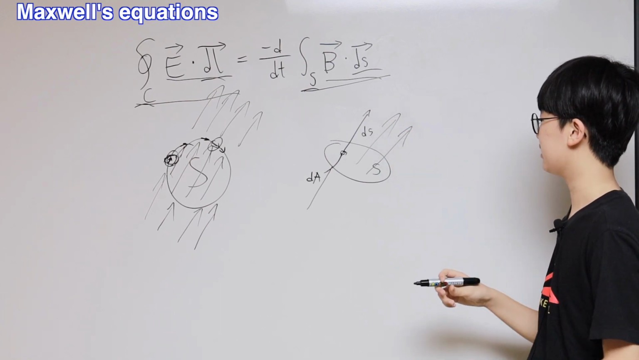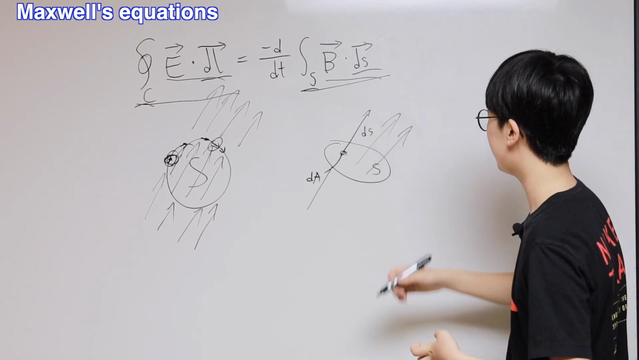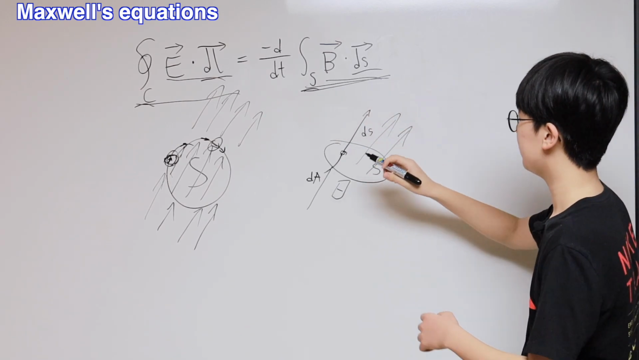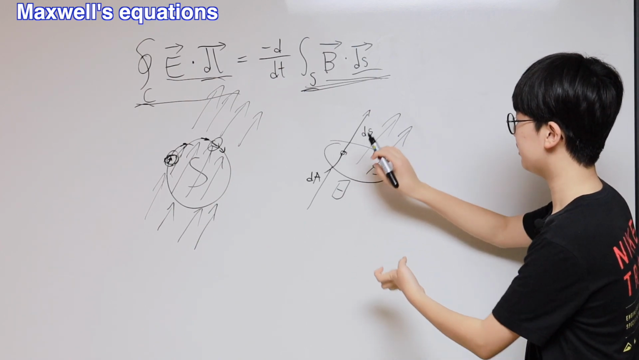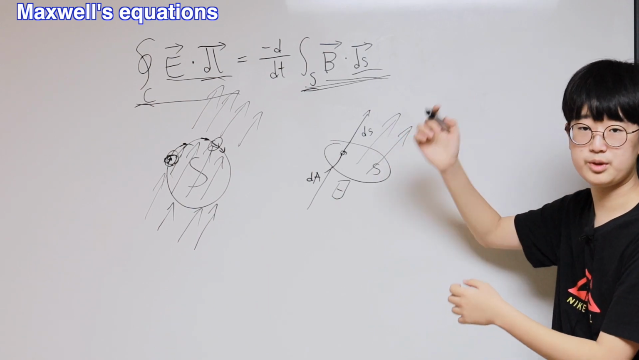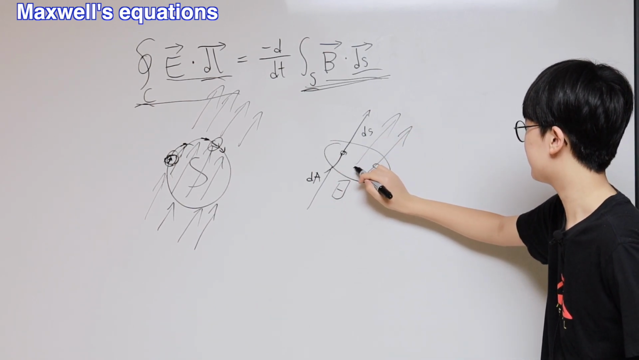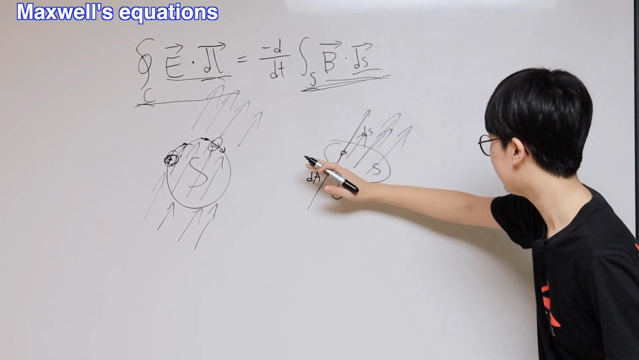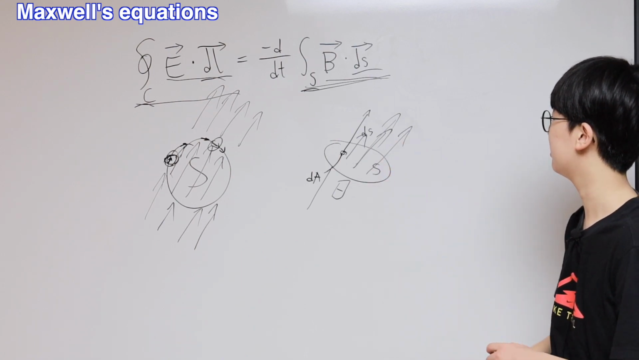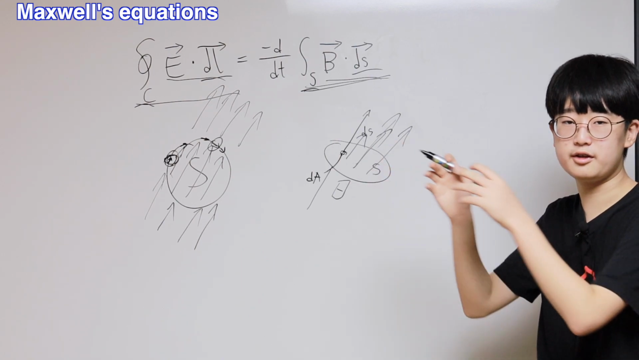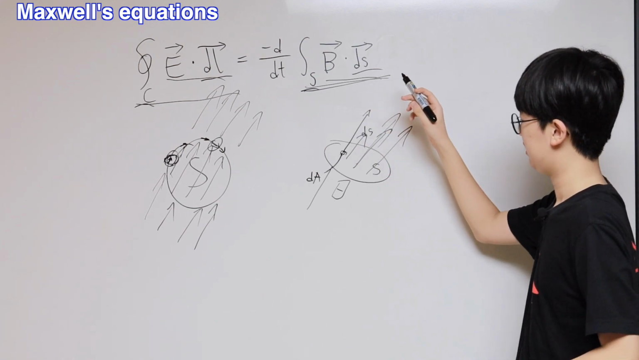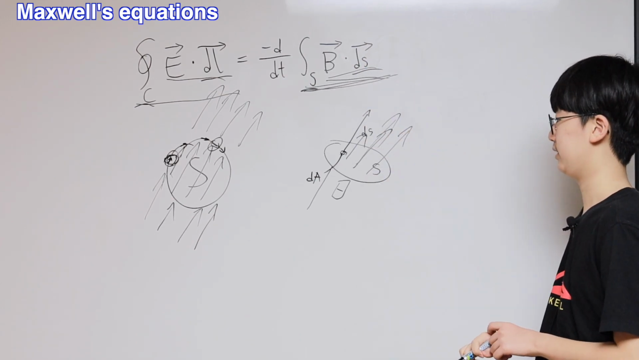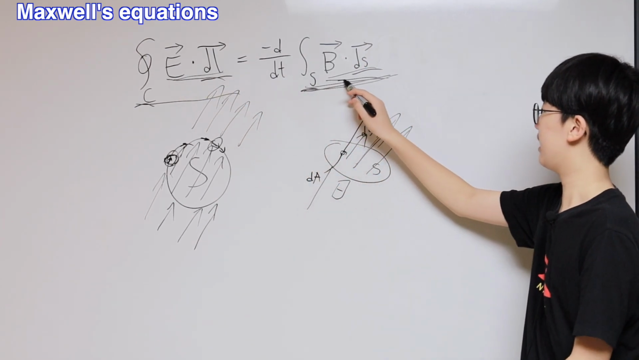And now the dSs are going to be summed up, and if we have a magnet here, this is going to be the contribution of the magnetic field on the dSs. So how much magnetic field is coming out of S? How much magnetic field is coming out vertically from S? How much magnetic field is going through the surface S? That is going to be this part, the sum of these things. That's basically what this is.